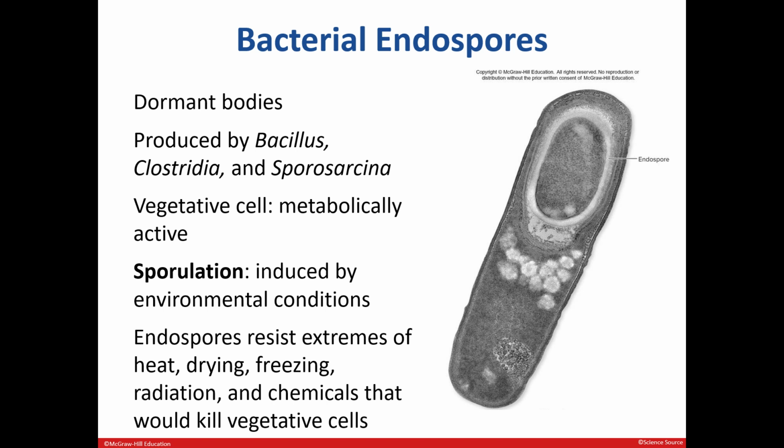Endospores are produced by members of Bacillus, Clostridia, and Sporosarcina. These guys are dormant, meaning they're not metabolically active like a vegetative cell. The endospores are produced when a bacterium feels threatened and can survive heat, freezing, and drugs.